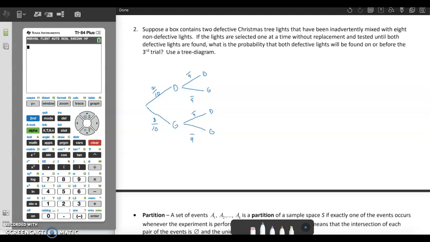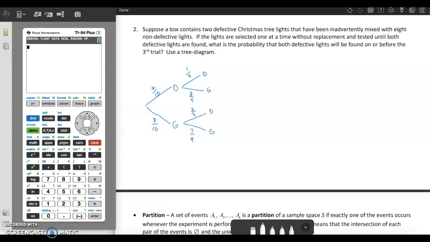Well, now there's only 1 defective left in the box out of 9 that are in there. And there are 8 good ones left out of the 9 in there. So that helps me fill out those top 2. If I picked out a good one first, then there are still 2 out of the 9 that are defective, and only 7 out of the 9 that are good.